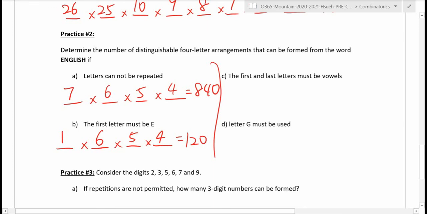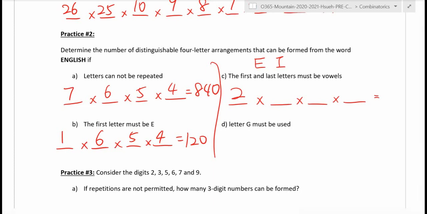Part C says the first and the last letters must be vowels. So again, 4 placeholders. The first and the last must be vowels. From the word English, I have 2 vowels, simply E and I. For the first letter, I have 2 choices, could be I or E. For the last letter, I only have 1 choice left, because if I used up E, then the last one has to be I, or vice versa. If the first one is I, then the last one must be E.